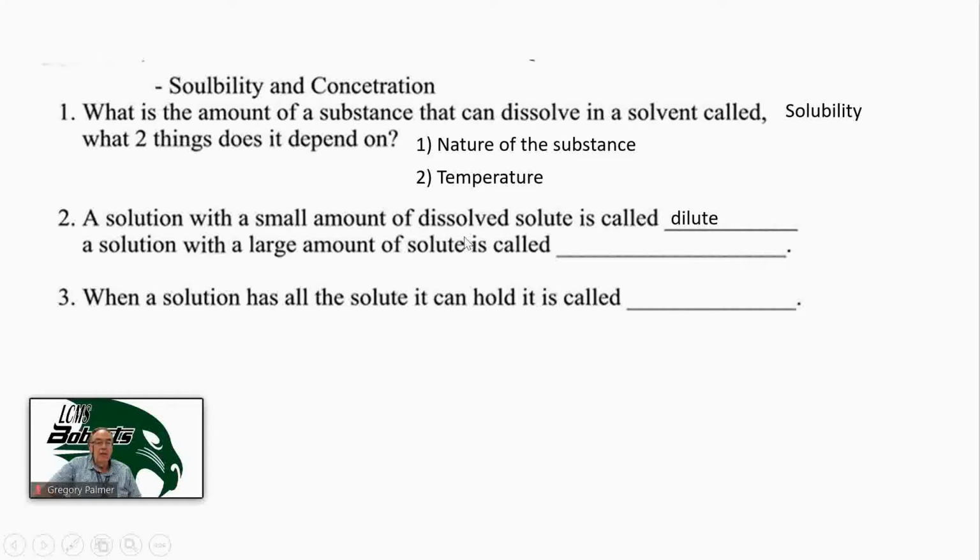A solution with only a small amount of dissolved solute is called dilute. A solution with a large amount is called concentrated. This is not to be confused with saturated and unsaturated. When a solution is saturated, no more will dissolve. So at that point, it would also be concentrated. But as it gets closer and closer to saturation, it's becoming more and more concentrated.